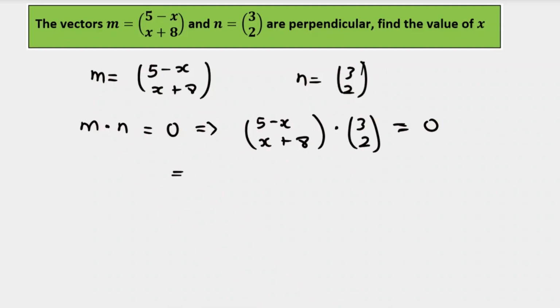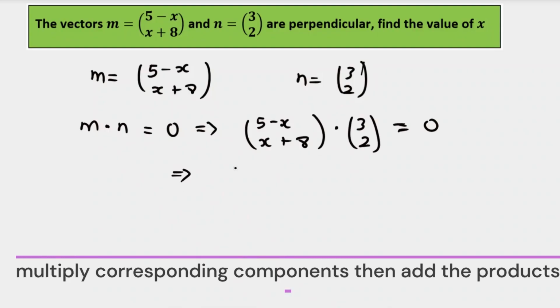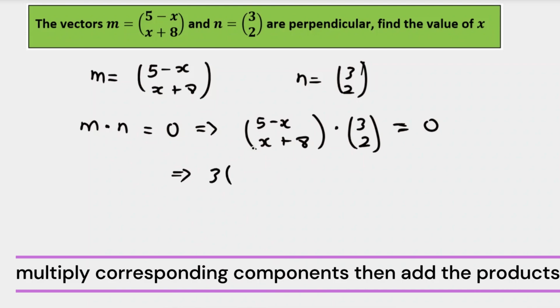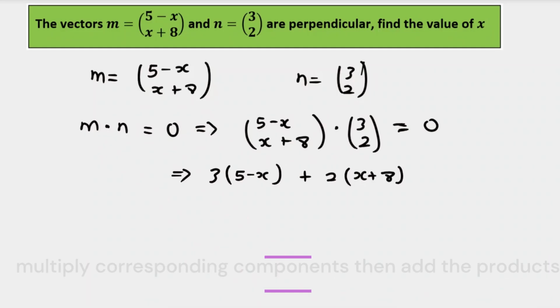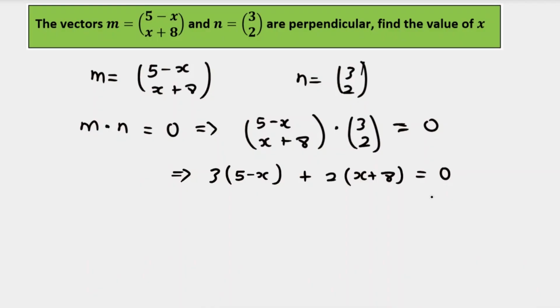Now what do we do next? We have to multiply the vectors. So we're going to get 3 multiplying (5 − x) plus 2 multiplying (x + 8), and we're supposed to get 0. Remember I did this because these expressions are binomials, so they have to be kept in brackets.